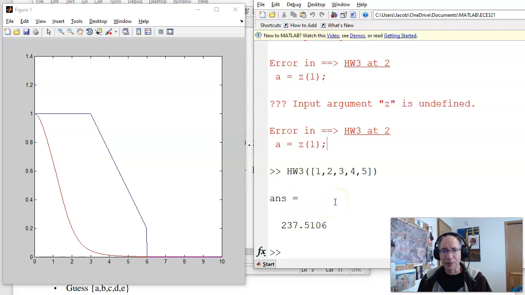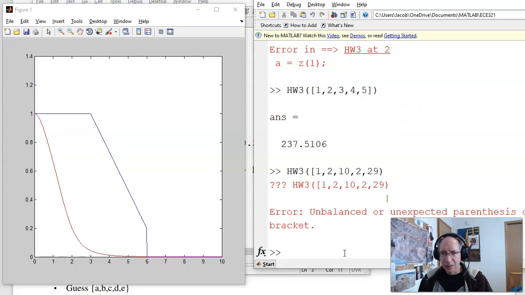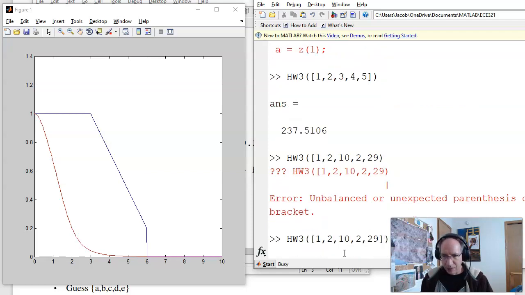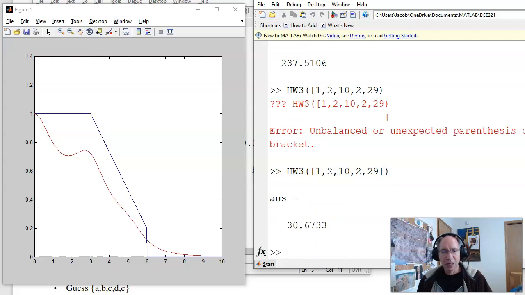Can I do better? What I would do is, let's put a pole at -1 plus j3. So that'd be s squared plus 2s plus 10. And another pole at -1 plus j5, s squared plus 2s plus 29. There. Better. Now the sum squared error is 30.